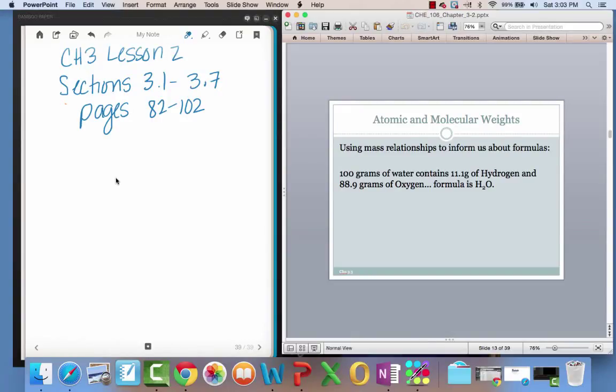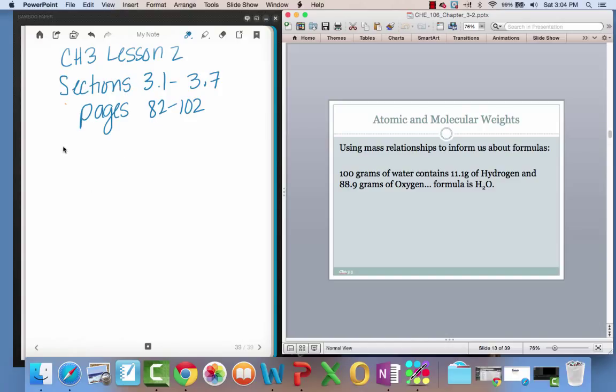Okay, this is chapter 3, lesson 2, and we are now going to start to get into some of the math. This lesson is going to focus on sections 3.1 to 3.7, which are pages 82 to 102 in Zumdahl. And I'm going to split the second half of this chapter into two lessons. In the first lesson, we'll introduce the math, do some basic problems, and then in the third lesson, we'll get into some more complex problems.